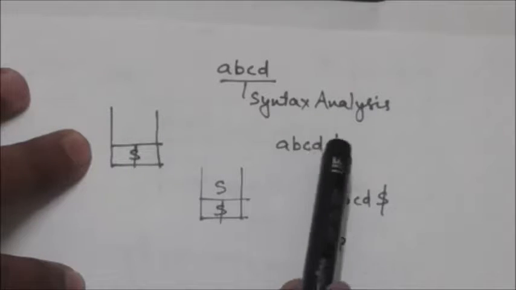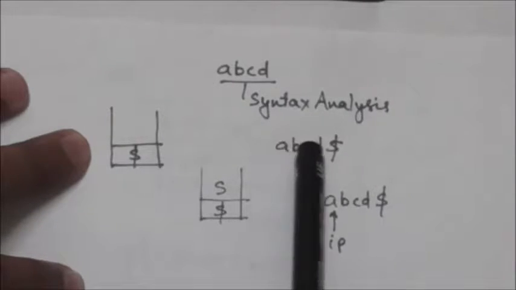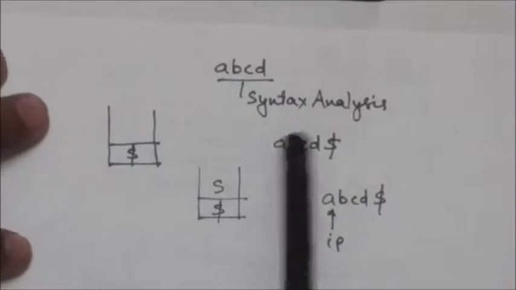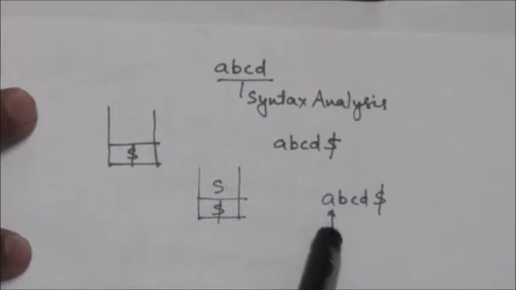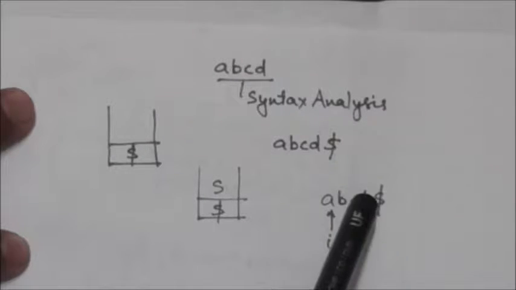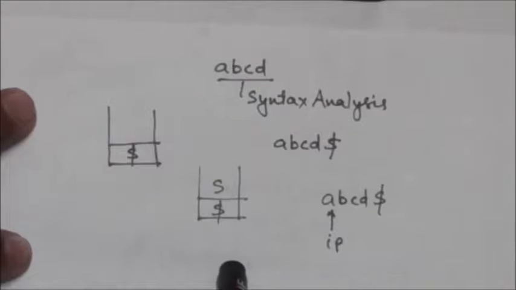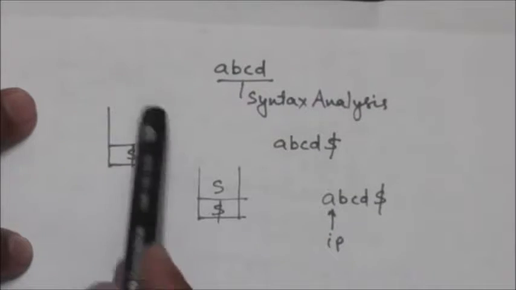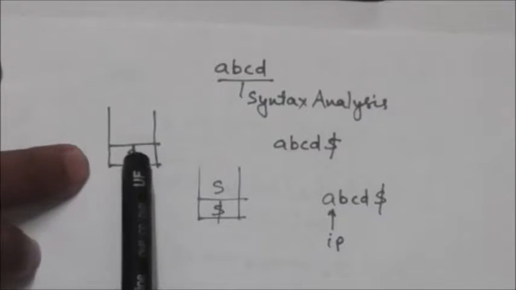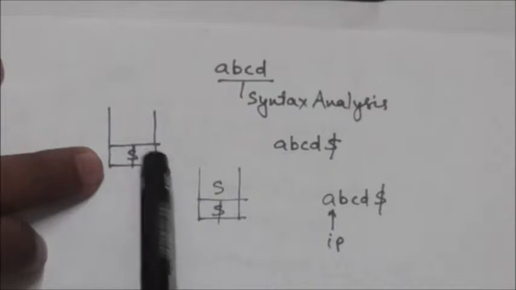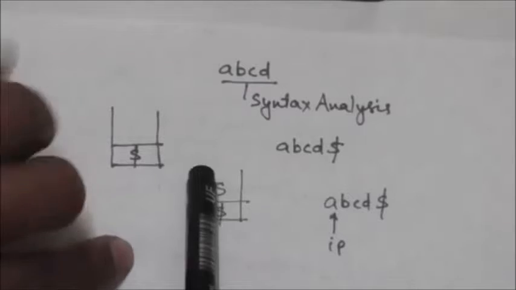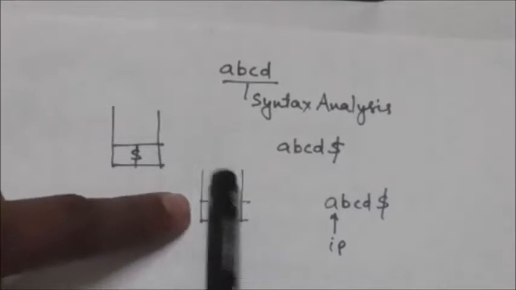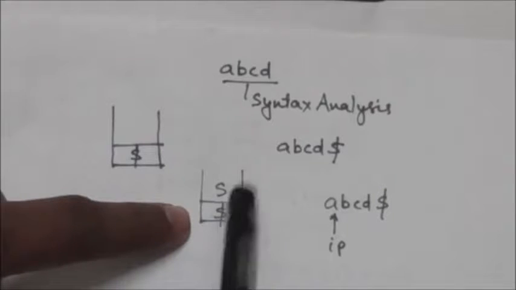And we need to scan this string from left to right. We will analyze each symbol of this string from left to right, and for that purpose we will use an input pointer, and this input pointer will point to the symbol of the string which we are currently analyzing. For that purpose we need a stack also. So we will take a stack, and at the bottom of that stack we will keep this dollar symbol, which is the right end marker of the string for which we are doing syntax analysis. And after that, in this stack we will push the start symbol S of the grammar.